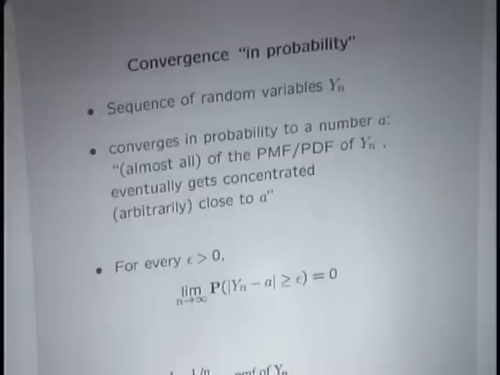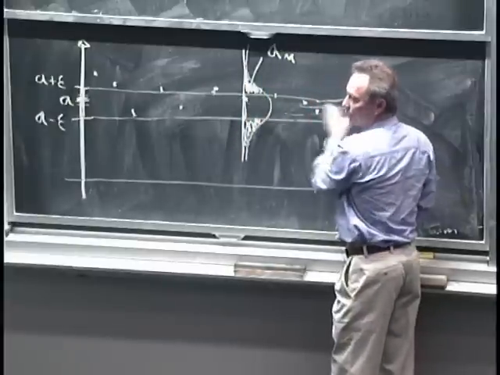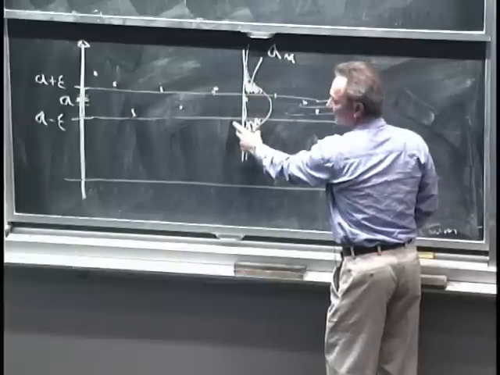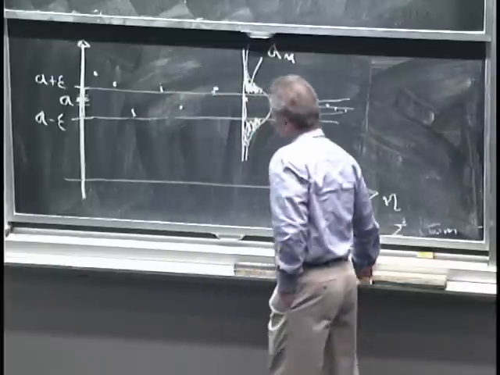So in words, we're going to say that a sequence of random variables or a sequence of probability distributions, that would be the same, converges to a particular number a if the following is true. If I consider a small band around a, then the probability that my random variable falls outside this band, which is the area under this curve, this probability becomes smaller and smaller as n goes to infinity. The probability of being outside this band converges to 0. So that's the intuitive idea.